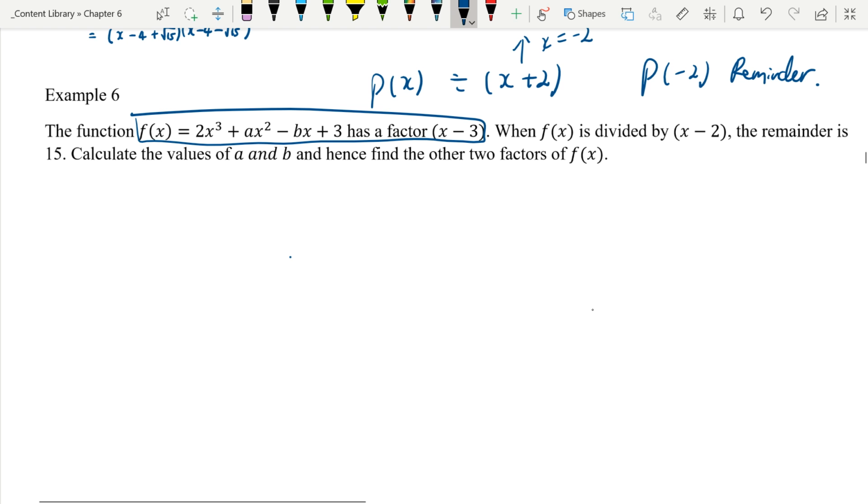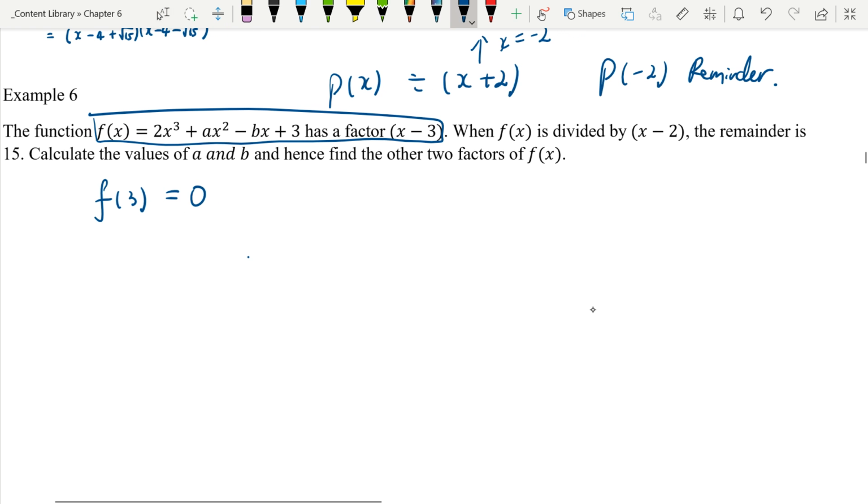How to find the remainder if I divide by x minus 3? You sub in 3, so f(3). So the remainder is what in this case? 0. So f(3) equals 0. Because it's a factor, there's no remainder. But how do we find the remainder? We sub 3 into the function to find the remainder, and we find the remainder equals 0 in this case.